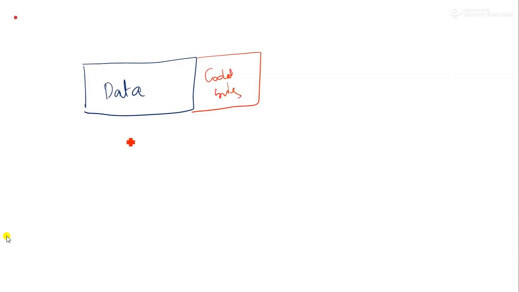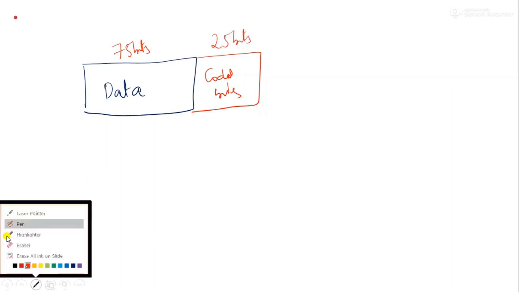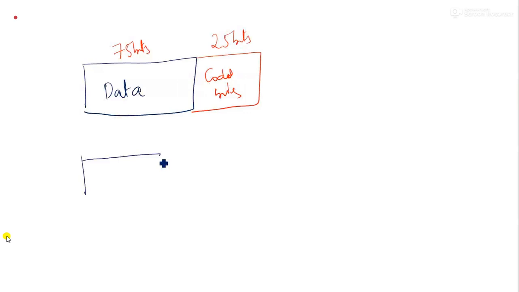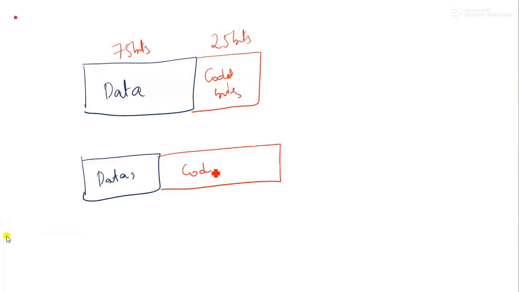Let's say I will use 25 bits for data, 75 bits for code. Okay. Now, what does this mean? In this, my data rate will reduce, correct? And in this, my data rate will increase. Now, where do I use this?